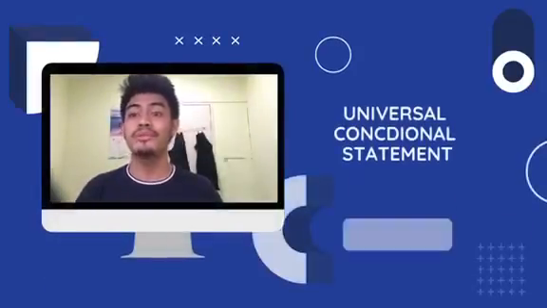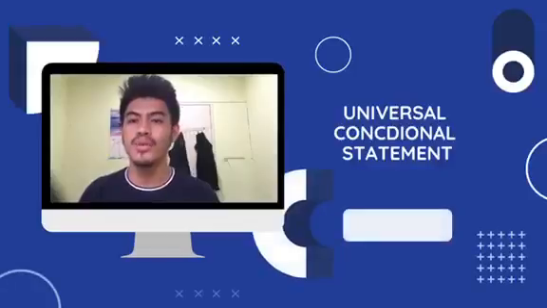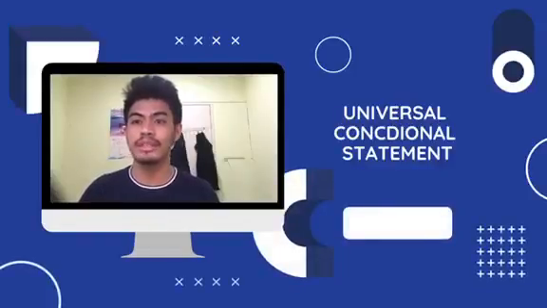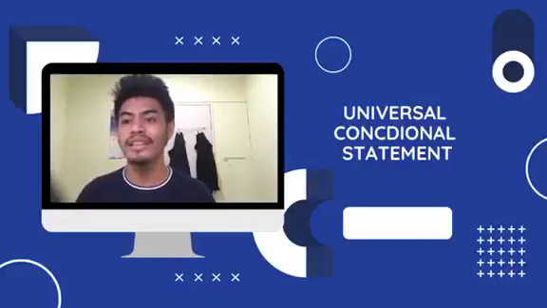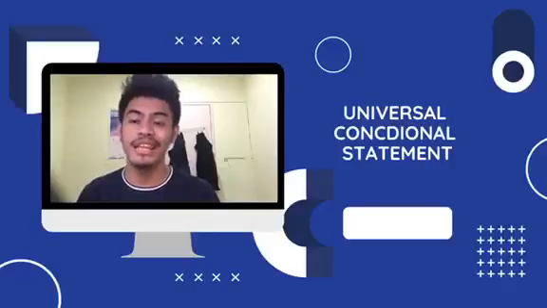We can actually rewrite or rephrase the universal conditional statement in two ways, using the words for all and the words if then. First, for all numbers n greater than 1, n cubed is greater than n squared. Or, if a number n is greater than 1, then n cubed is greater than n squared.